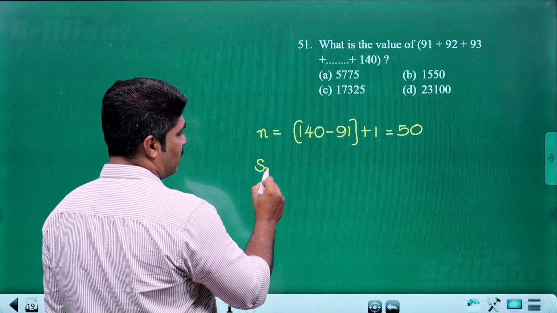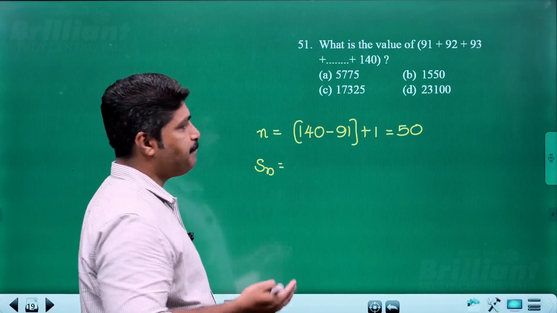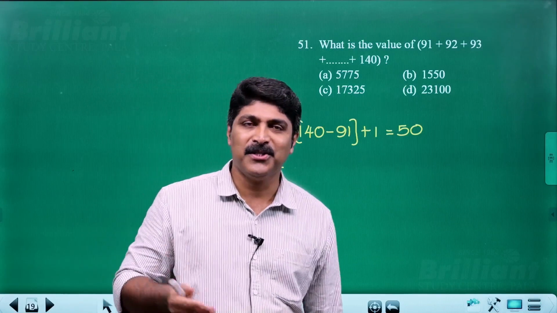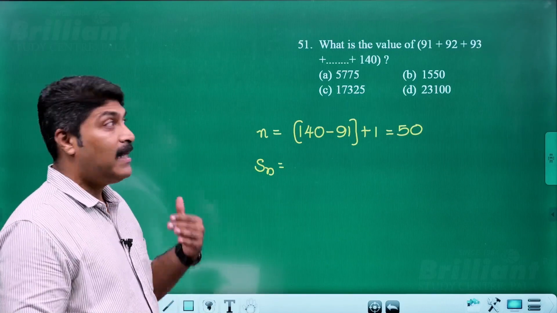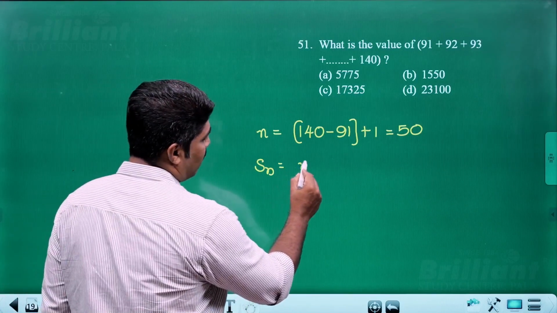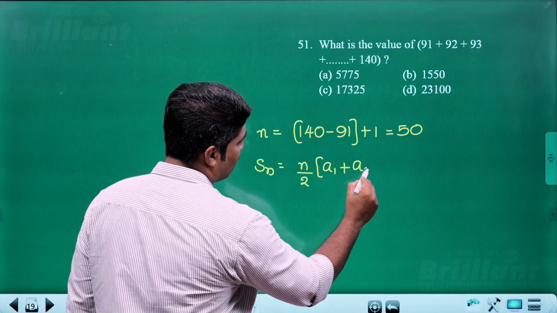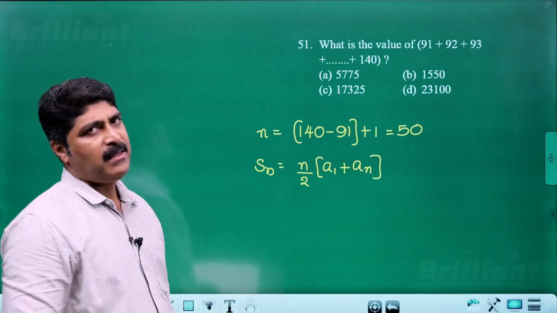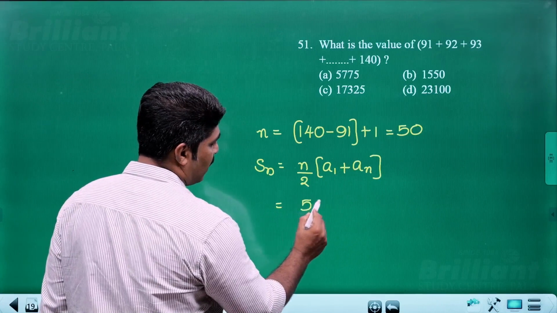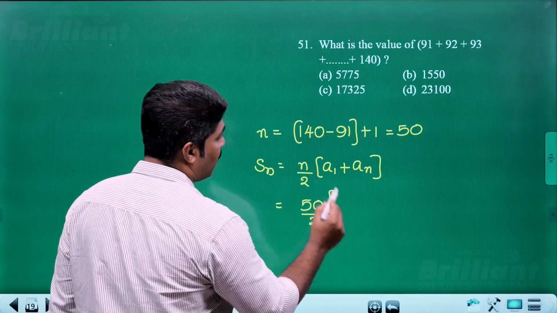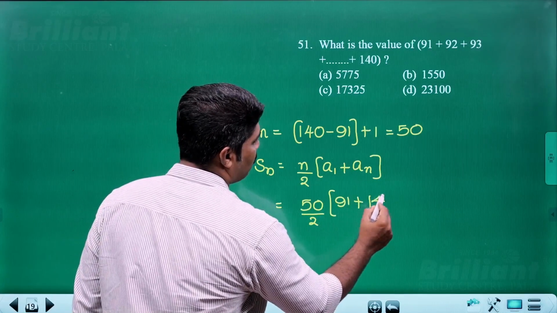There you can apply the result for Sn, the sum to n terms of an arithmetic progression. Obviously it's an arithmetic progression, because consecutive natural numbers form an arithmetic progression. The sum of the first n terms is n by 2 into (first term plus last term). Applying this, the number of terms is 50, so this is 50 by 2 into (91 plus 140), where the first term is 91 and the last term is 140.